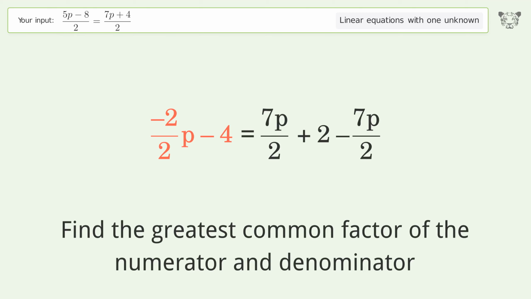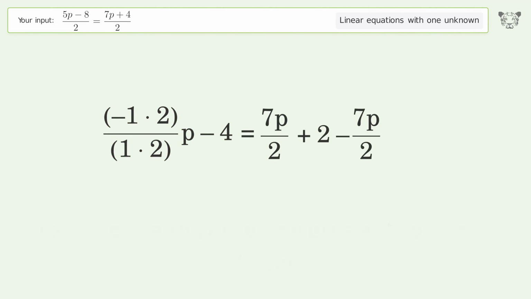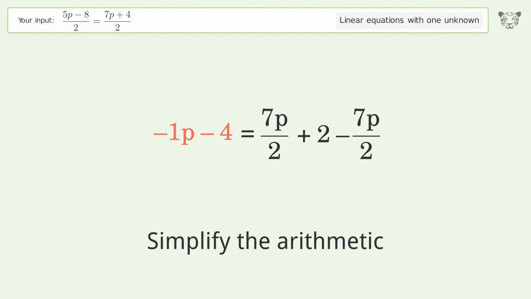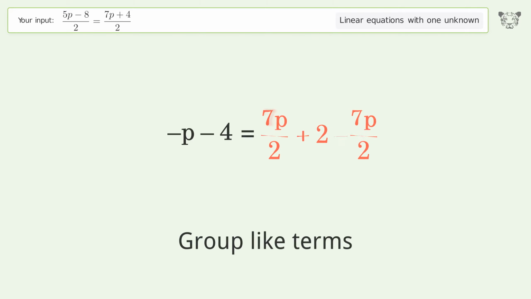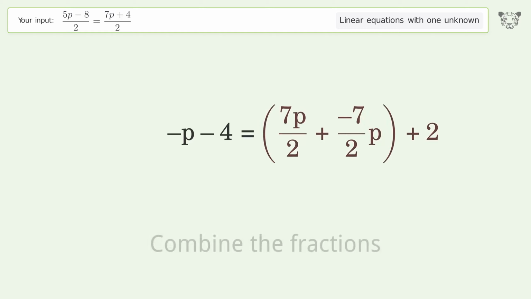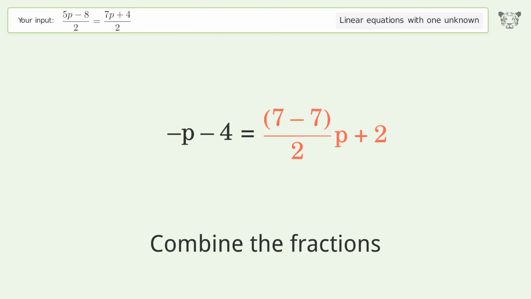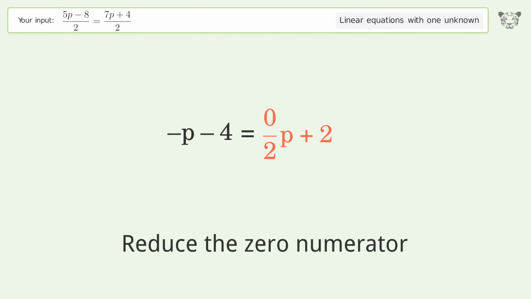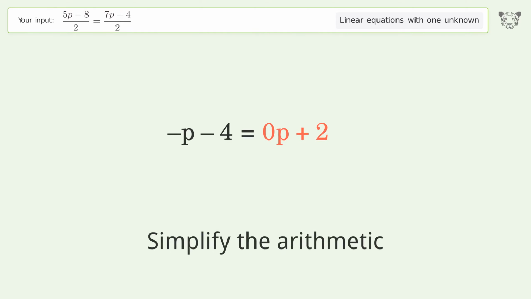Find the greatest common factor of the numerator and denominator. Factor out and cancel the greatest common factor. Simplify the arithmetic. Group like terms. Combine the fractions. Combine the numerators. Reduce the zero numerator. Simplify the arithmetic.